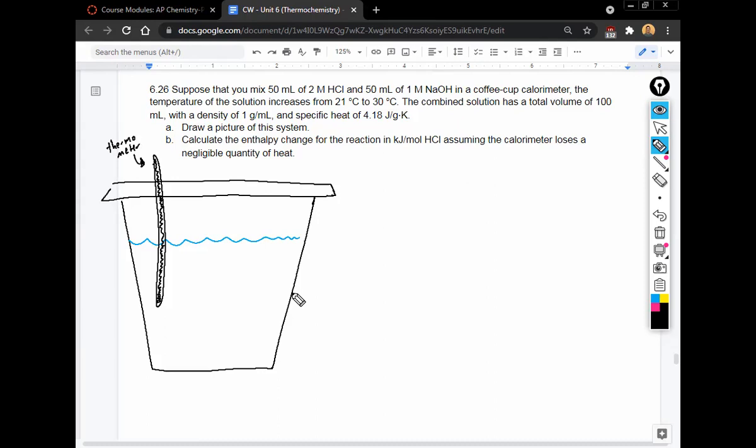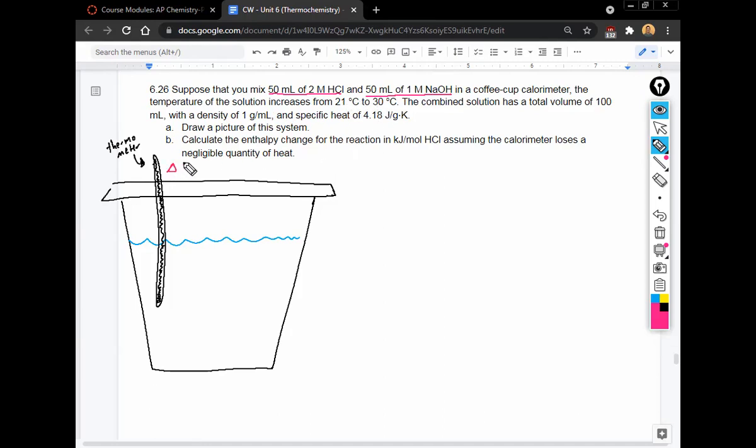All right, everyone good to go? Okay. So, in this lab, suppose that you're mixing 50 milliliters of 2 molar hydrochloric acid and 50 milliliters of 1 molar sodium hydroxide. Okay. The temperature of the solution increases from 21 degrees Celsius to 30 degrees Celsius.